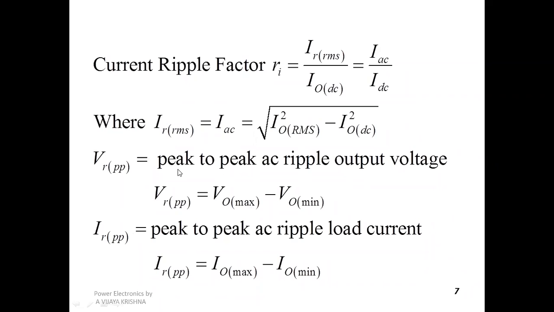And Vpp is the peak to peak AC ripple output voltage, which is equal to V naught max minus V naught min. This is the expression for the voltages and also the currents with respect to the ripple factor.